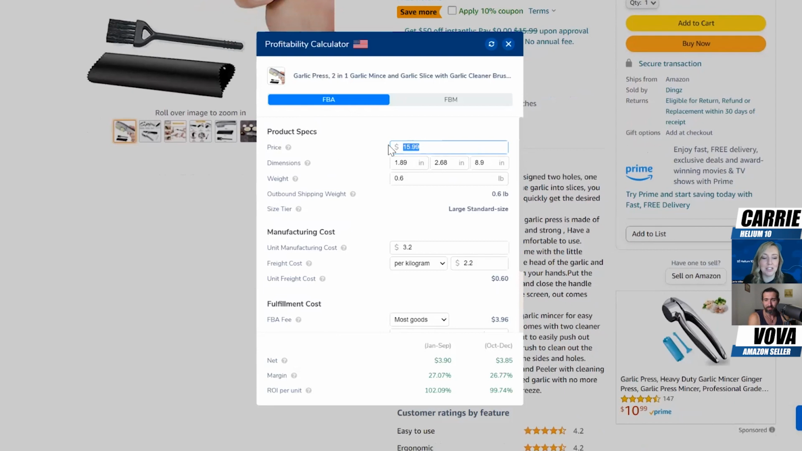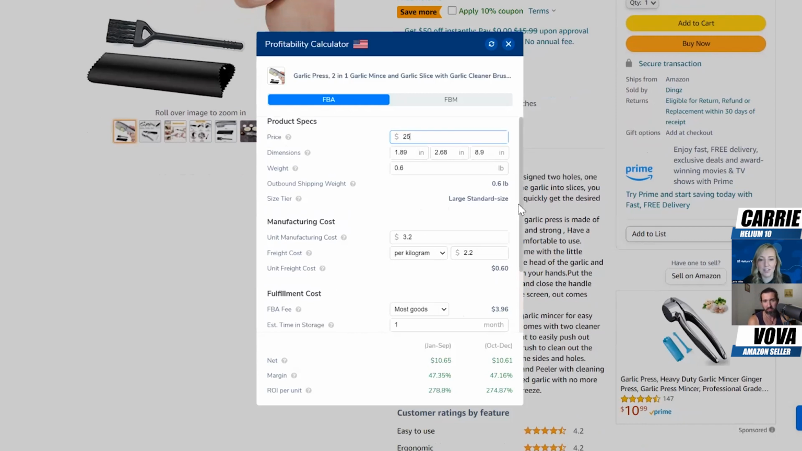Let's see if I change it back to 25, what we get here. We get about 278. So maybe a product that's $25. Let's see, did I have the TACoS in here?